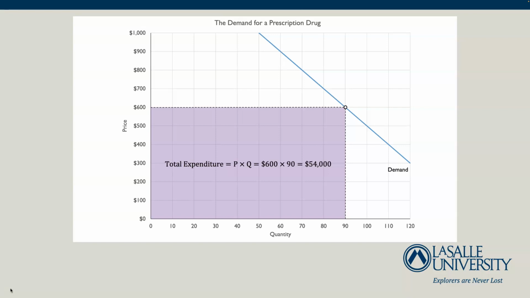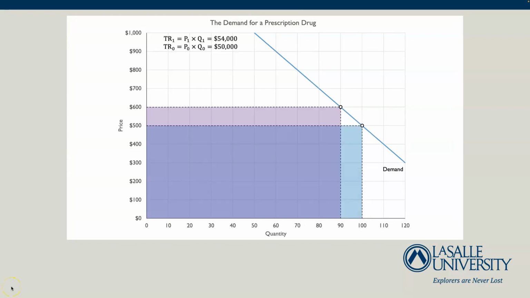So we can compare total expenditure before and after this price increase, to examine this relationship between price, total expenditure, or total revenue, and the price elasticity of demand. When comparing those two areas, we see that we had total revenue before of P times Q, or $50,000, and total revenue now of $54,000. So the difference between the two is $4,000.